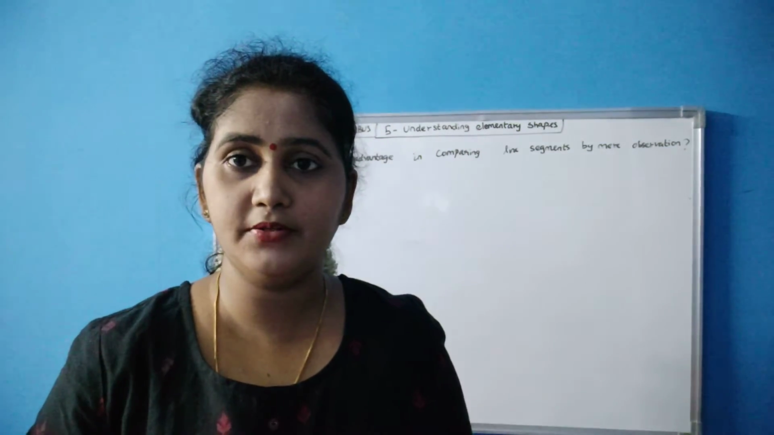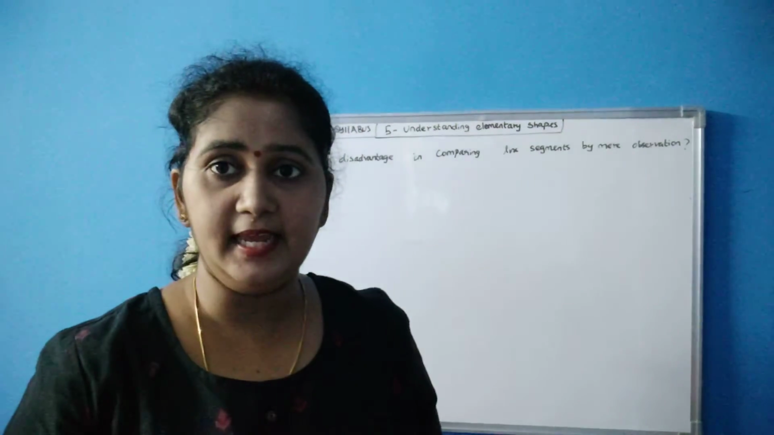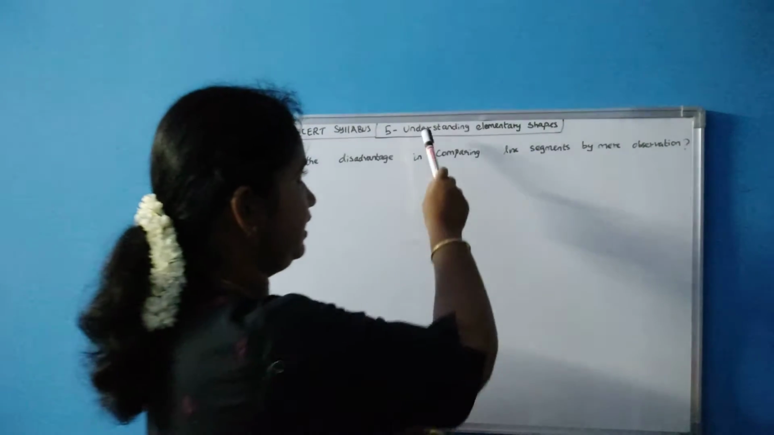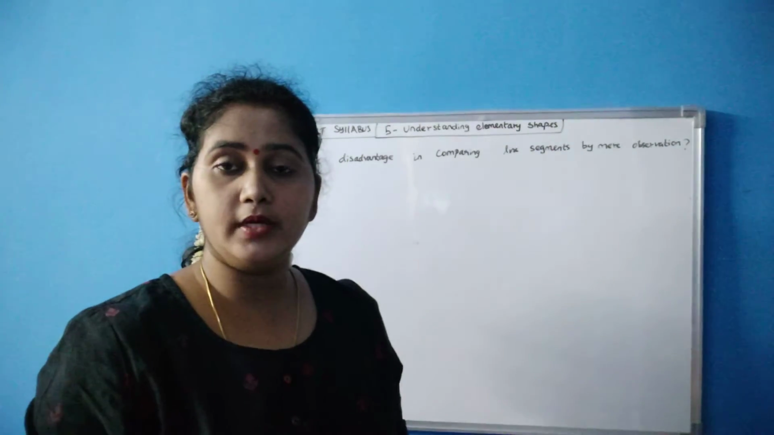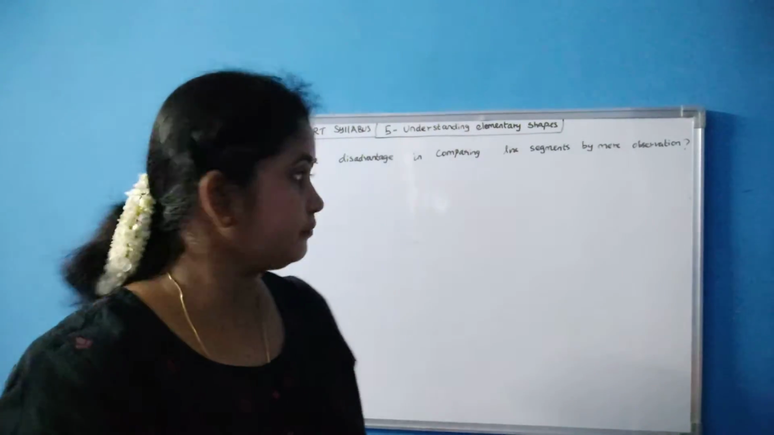So today we are going to start a new chapter, your fifth chapter, that is understanding elementary shapes. So it's given here, understanding elementary shapes. Okay, so in that you are going to see exercise 5.1, your first sum.